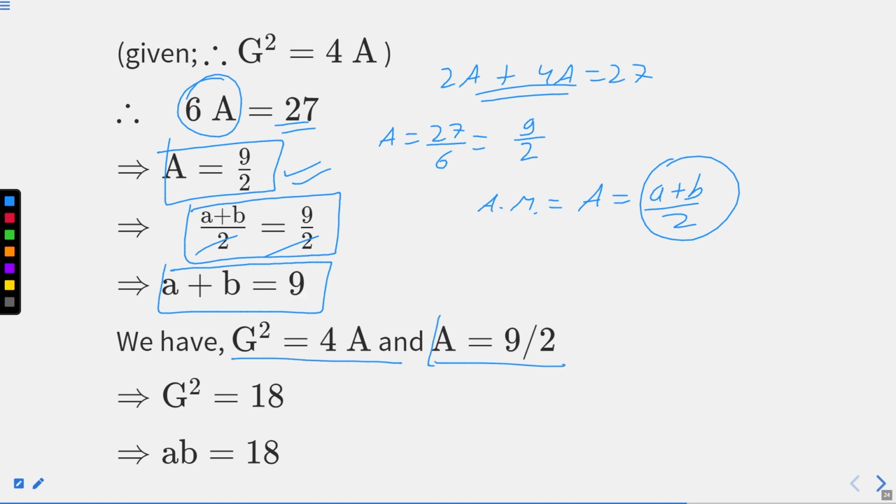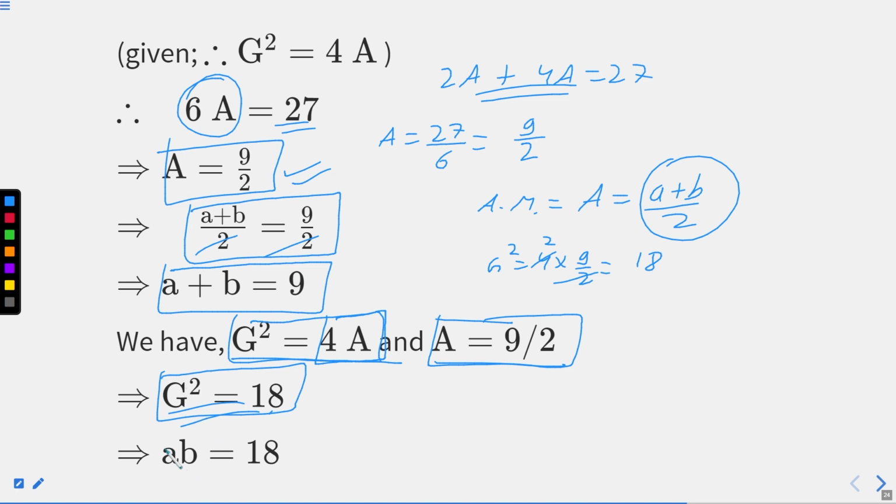Now I know all these values, and G square is 18. How? Because G square is 4 times A, and A is 9 by 2, so this will be 18. G square is 18. Clear? And what is G square? We already know G square is AB. So AB is 18. The sum is 9 and the product is 18. So what can you think of?